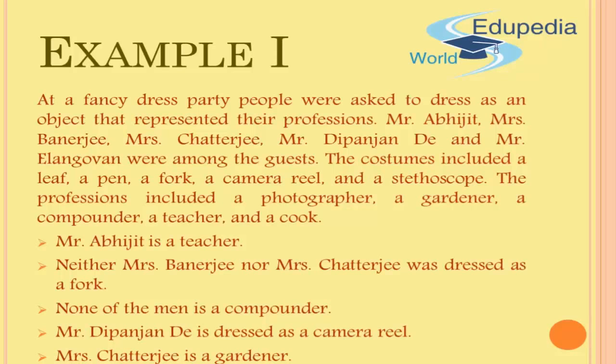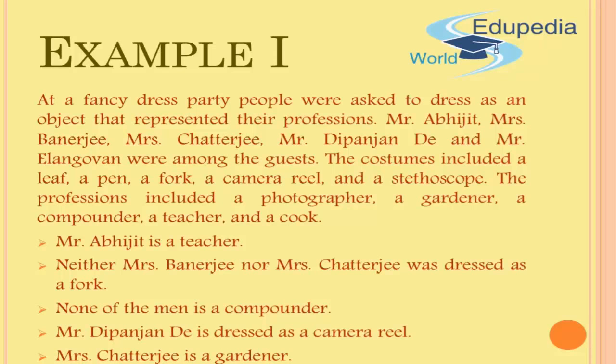What do I mean when I say that? It's pretty simple. If a person is dressed as a leaf, obviously that person is the gardener. The person who is dressed as a pen is a teacher, of course. The person dressed as a fork is bound to be the cook. The one dressed as a camera reel is the photographer, and the person who is dressed as a stethoscope has to be the compounder. So using this information, it has made my job easy.